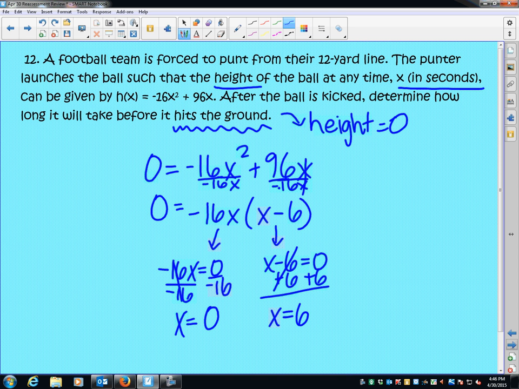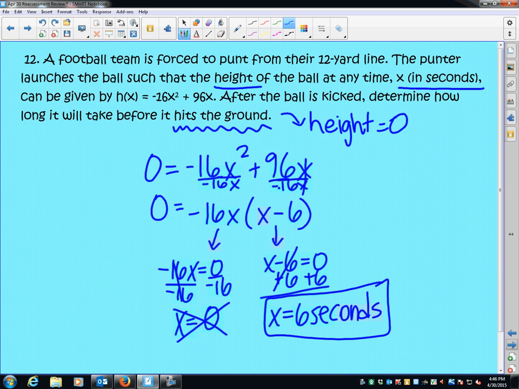Now, we should think about which of these makes sense. Maybe both of them do, maybe one, maybe neither. So it says after the ball is kicked. So after the ball is kicked, 0 seconds does not make sense, because that would be when the ball is resting before it has been kicked. Determine how long it will take before it hits the ground. So 6 seconds, we can have positive seconds. That makes sense. So 6 seconds is our answer. Don't forget the unit. Okay?